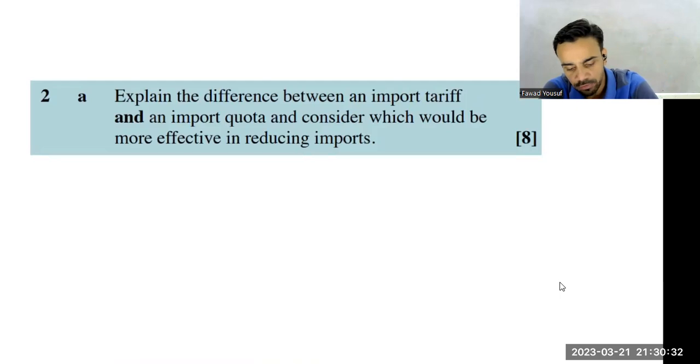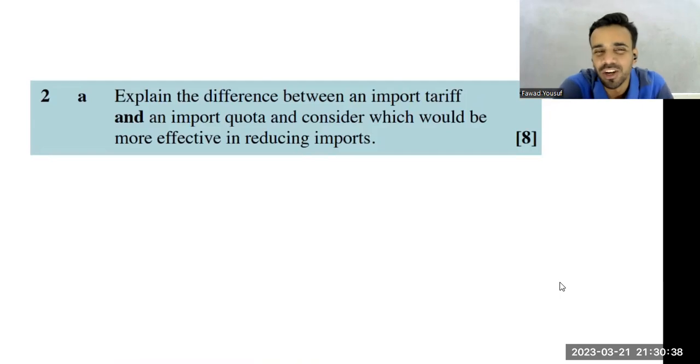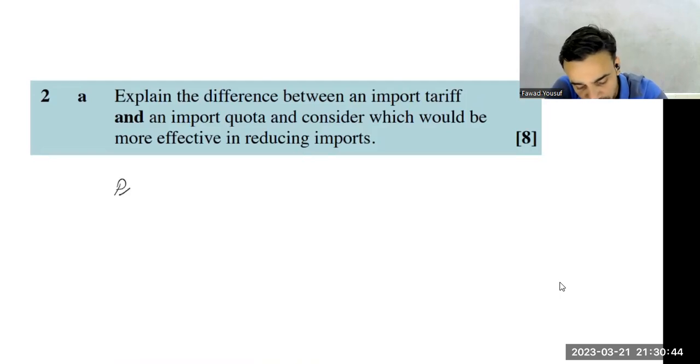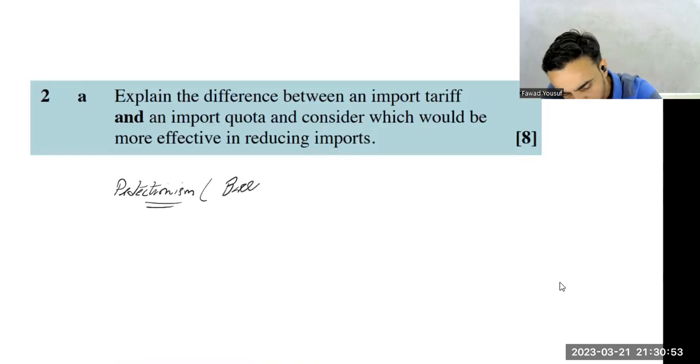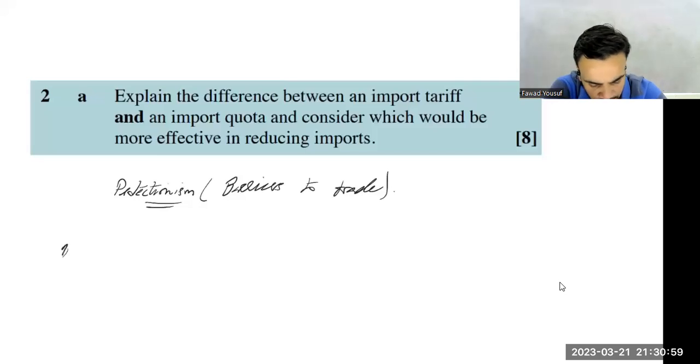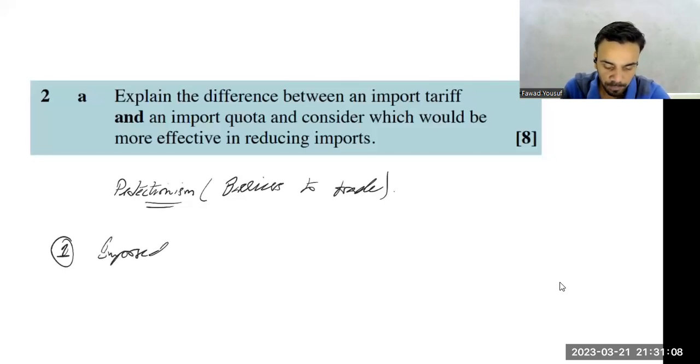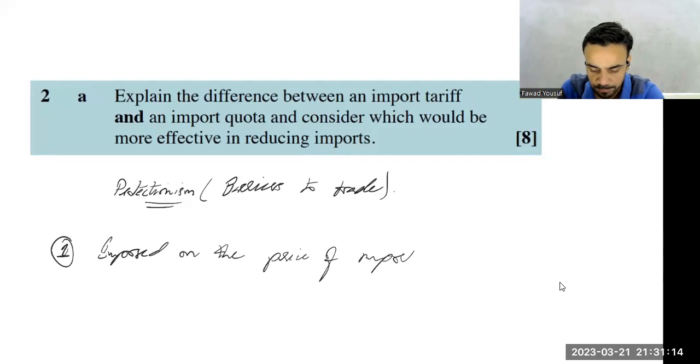So I'm going to spend a good amount of time, like at least 2 to 3 marker trying to explain. I think I would start off by saying that import tariffs and import quotas are both part of protectionism, right? They're both part of protectionism, basically, which are barriers to trade, right? Key distinctions कर लेते हैं. Number one, जब हम import tariff की बात करते हैं, तो import tariff is imposed on the price of the imported good.